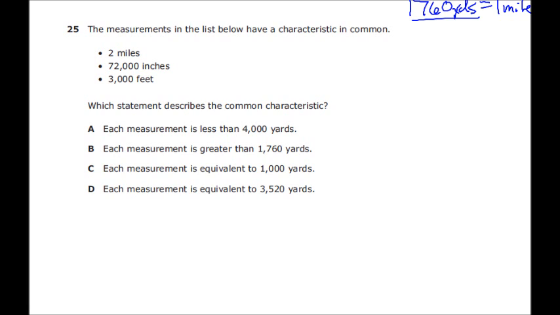The answer to that is 3,520 yards. Okay. We have here, I'm going to skip the inches for now. I'm going to go to the feet. I want to figure out how many yards this is.